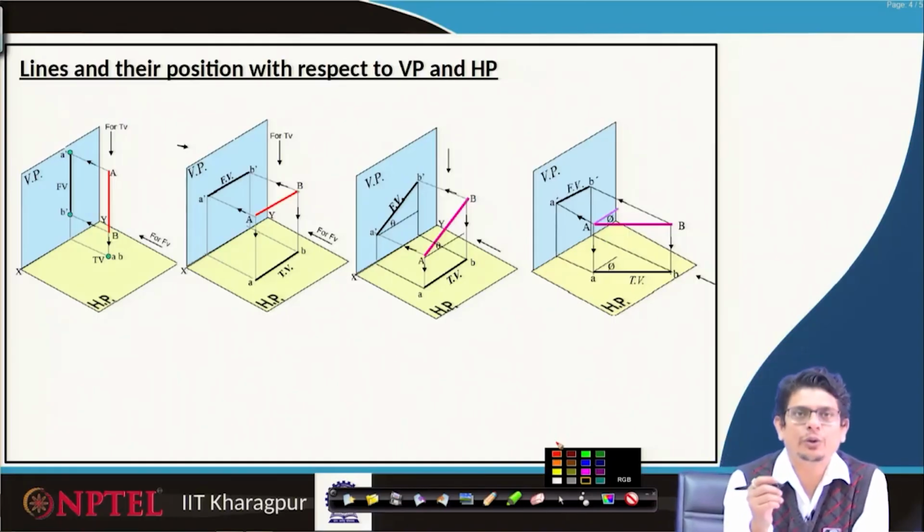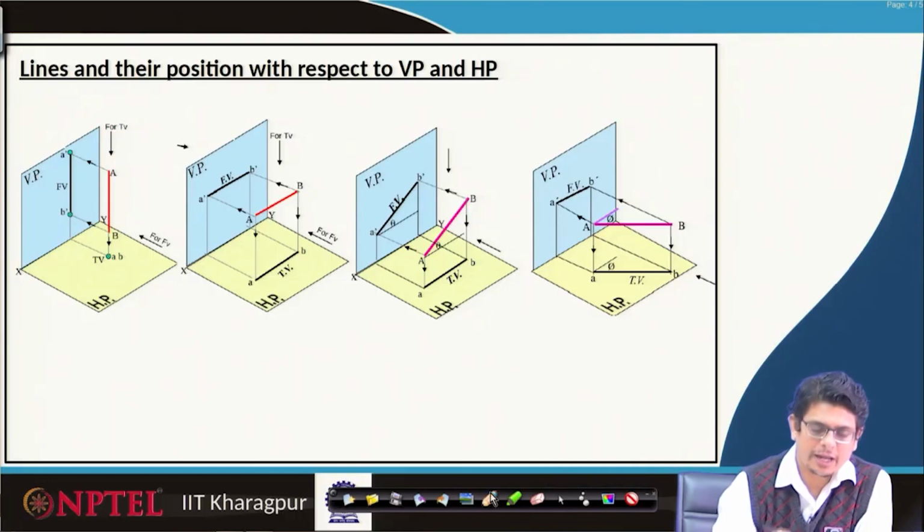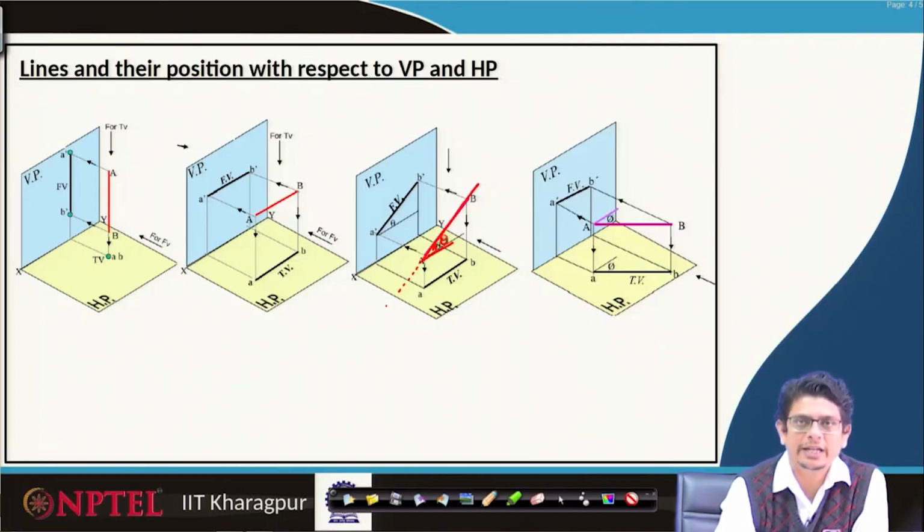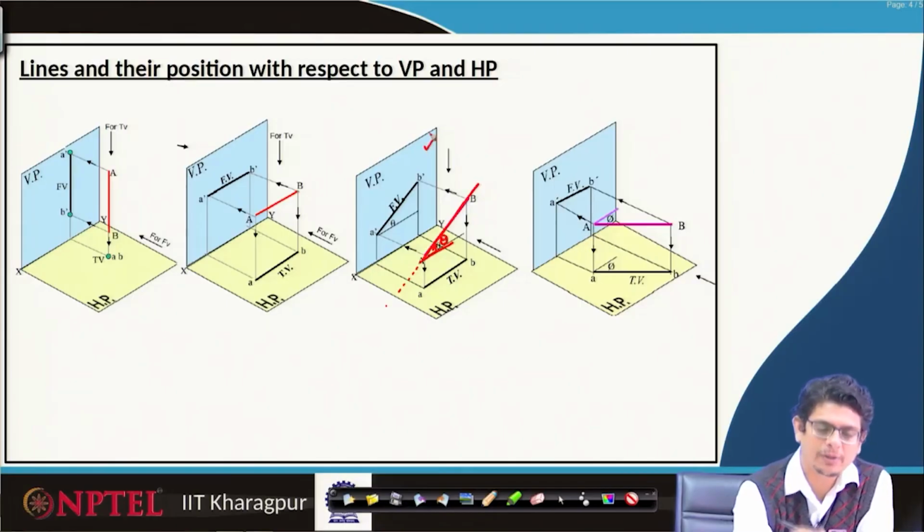Thereafter, we try to look at a line which is making an inclination angle with the horizontal plane. If we are extending it with the horizontal plane, it is making an angle theta, but this line is parallel to the vertical plane. In that case, the true length is projected onto the front view and the apparent length will be projected onto this top view.